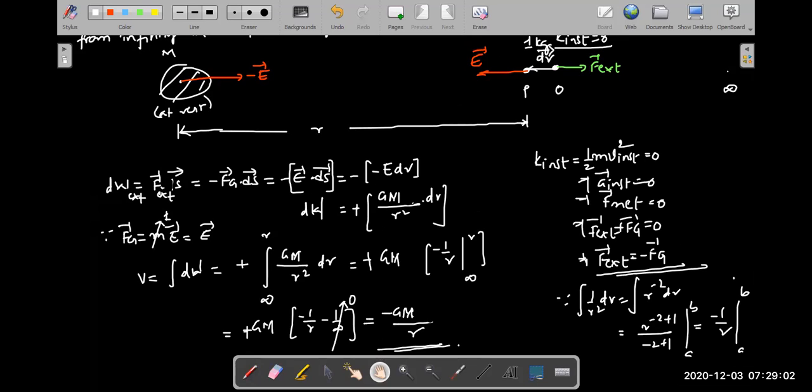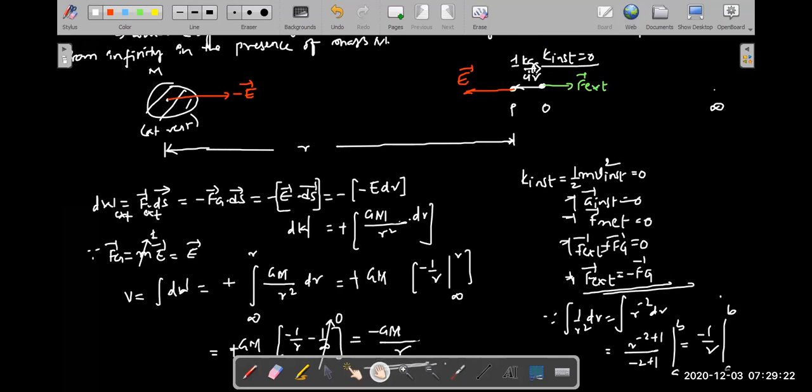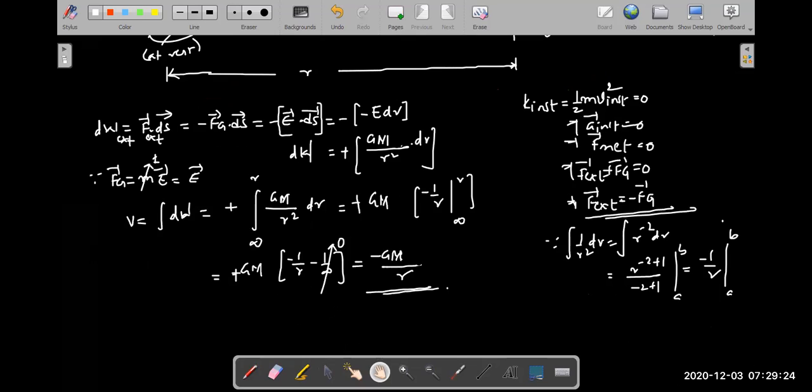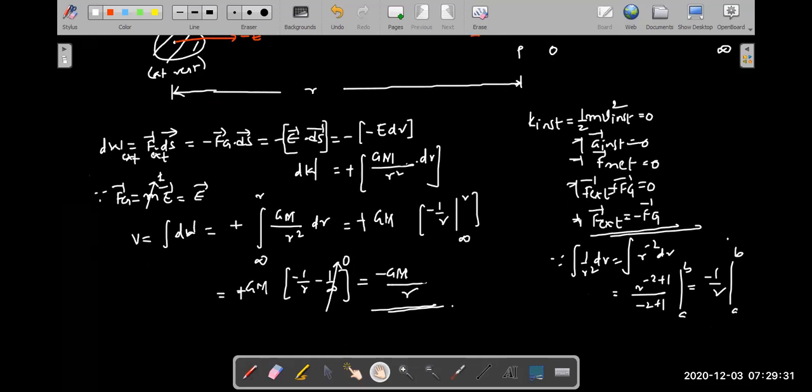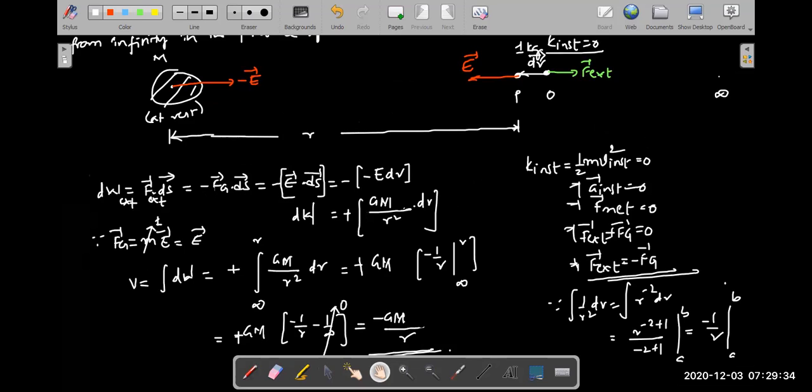But look here. What we have done here is that we wanted the work done by external force. Work done by external force is nothing but magnitude wise equal to the work done by the internal force, because at an instant kinetic energy is zero. That means instantaneous velocity is zero. That means acceleration is zero. That means net force is zero. So external force must balance the internal force, they are equal. So we have written that external force is nothing but negative of the gravitational force.